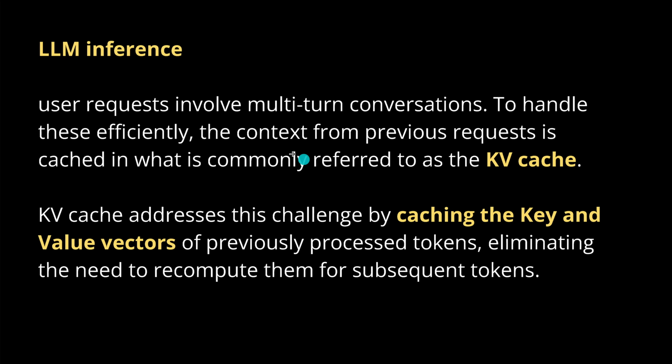Now, let's have a look at the current LLM inference. We go now for a multi-turn conversation. So to handle this efficiently, the context from the previous request is simply cached, no? What is commonly referred to as key-value cache. Key-value cache addresses this challenge by caching the vectors of previously processed tokens, eliminating the need to recompute them for every subsequent token.